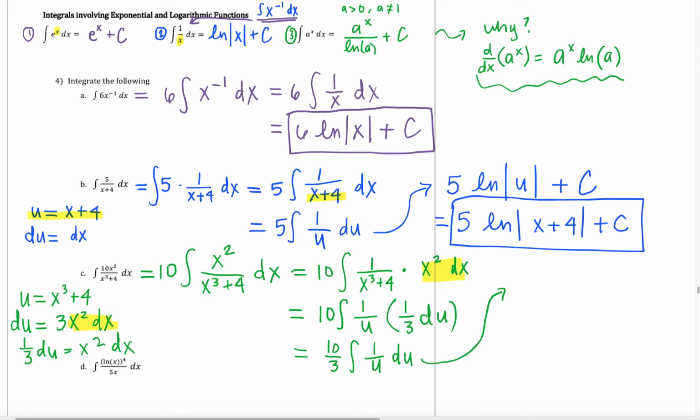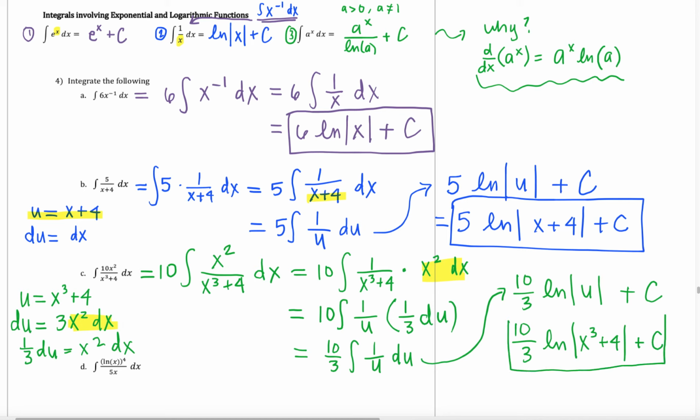So the first thing I need is an antiderivative. The integral of 1 over u, by definition, is equal to the natural log of the absolute value of u. And then since we don't have bounds, we get plus our constant. Since I need to be in terms of the original variable, we will substitute back what u is equal to, and get natural log of the absolute value of x cubed plus 4. And then, of course, plus that constant term. And that will be our final answer here.